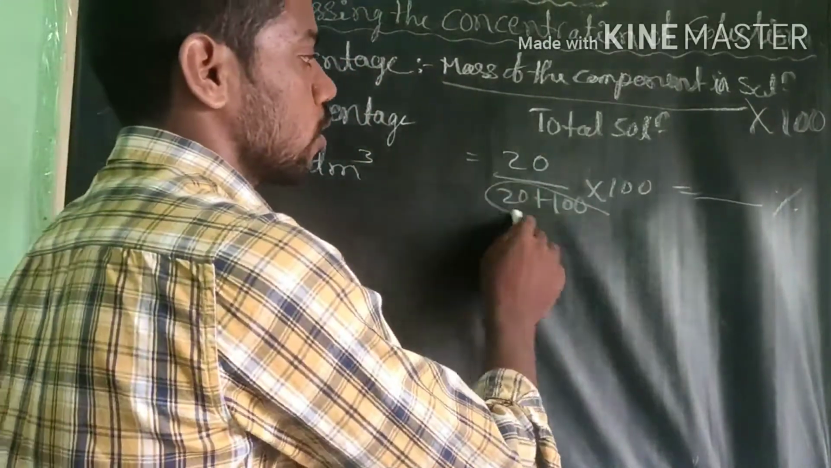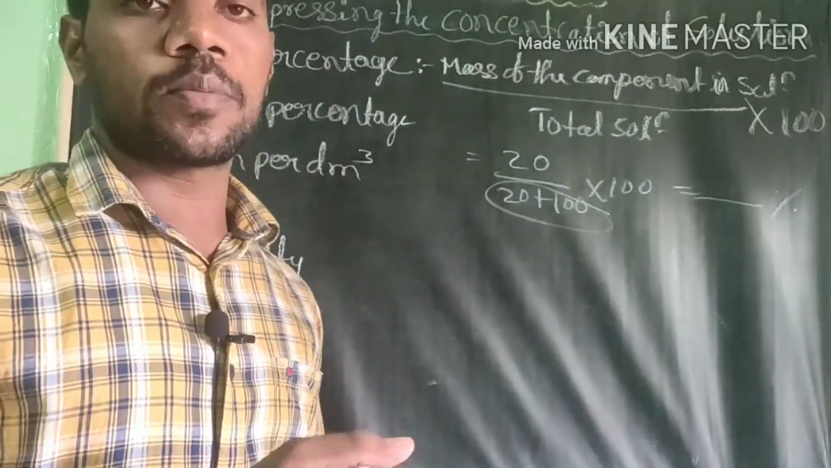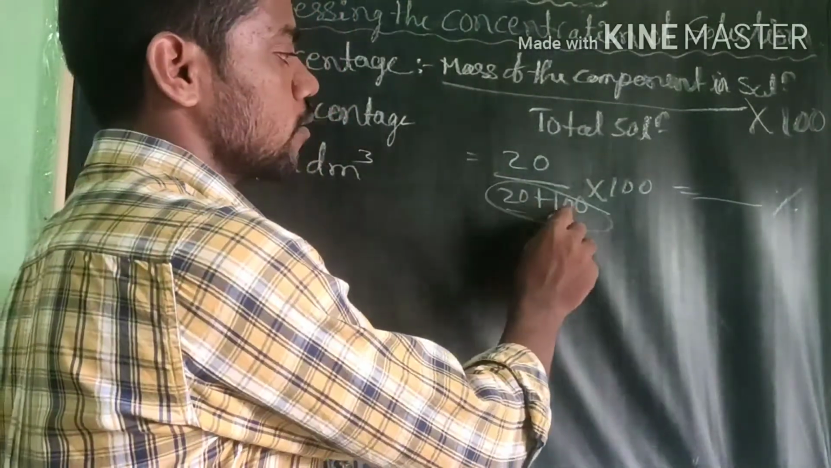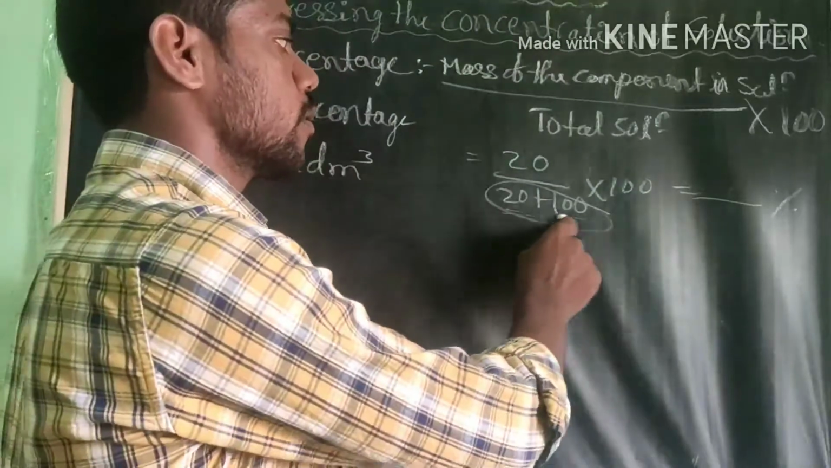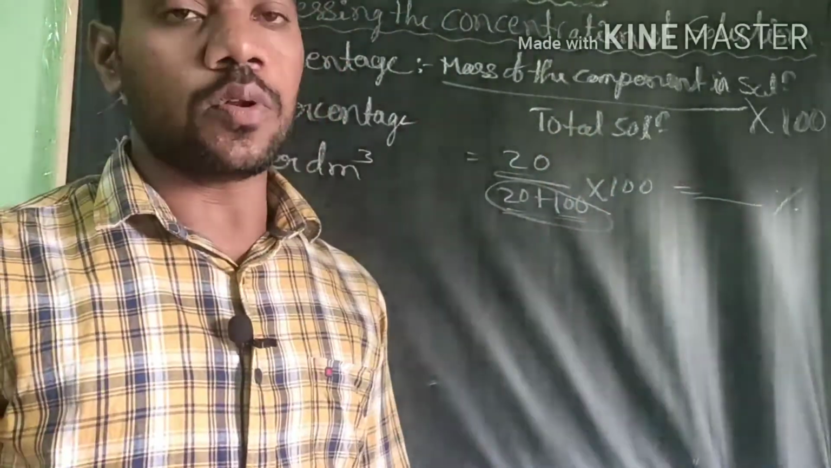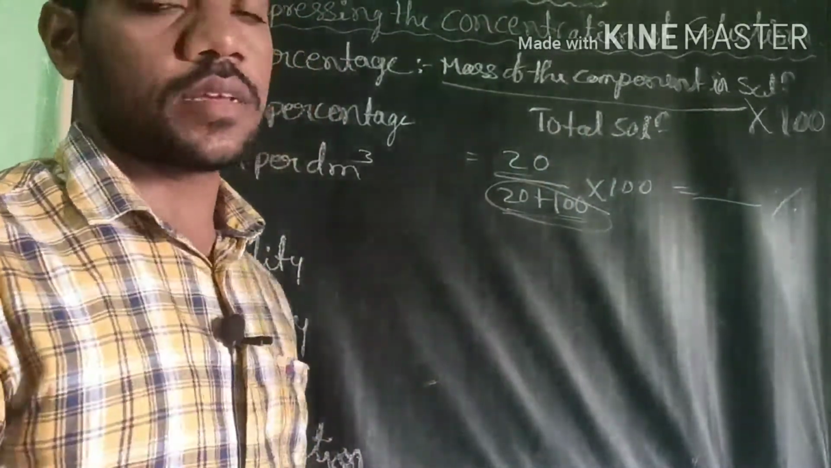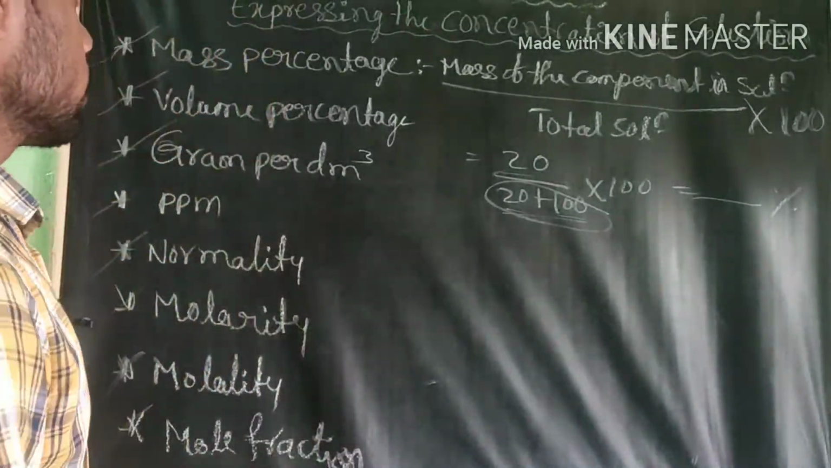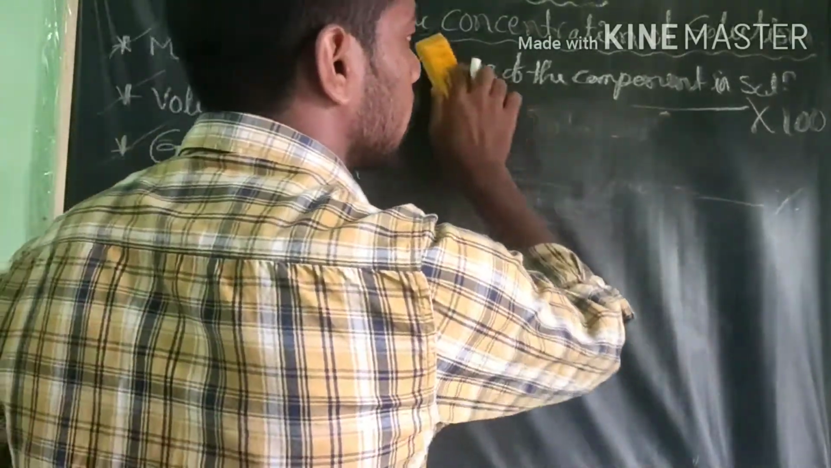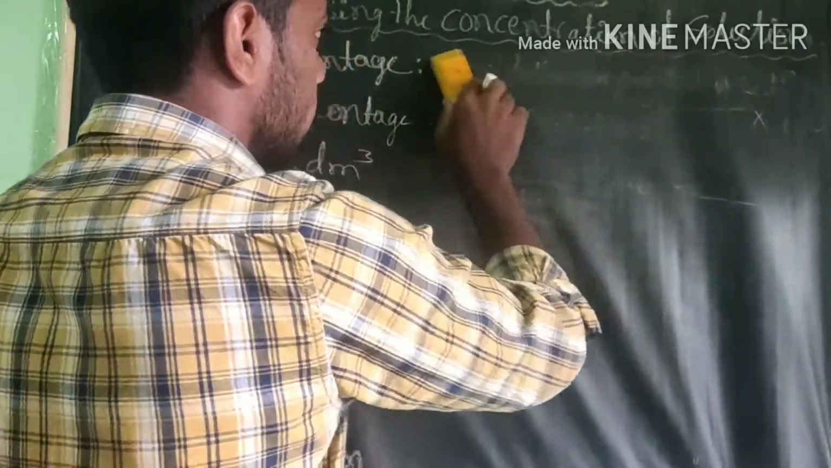This total solution means what? Solute plus solvent. The solute is 20, solvent is 100. Therefore total solution. Here only the mass of the solute, dear student. This is what mass percentage. Okay. These you already learned in the first PC session.